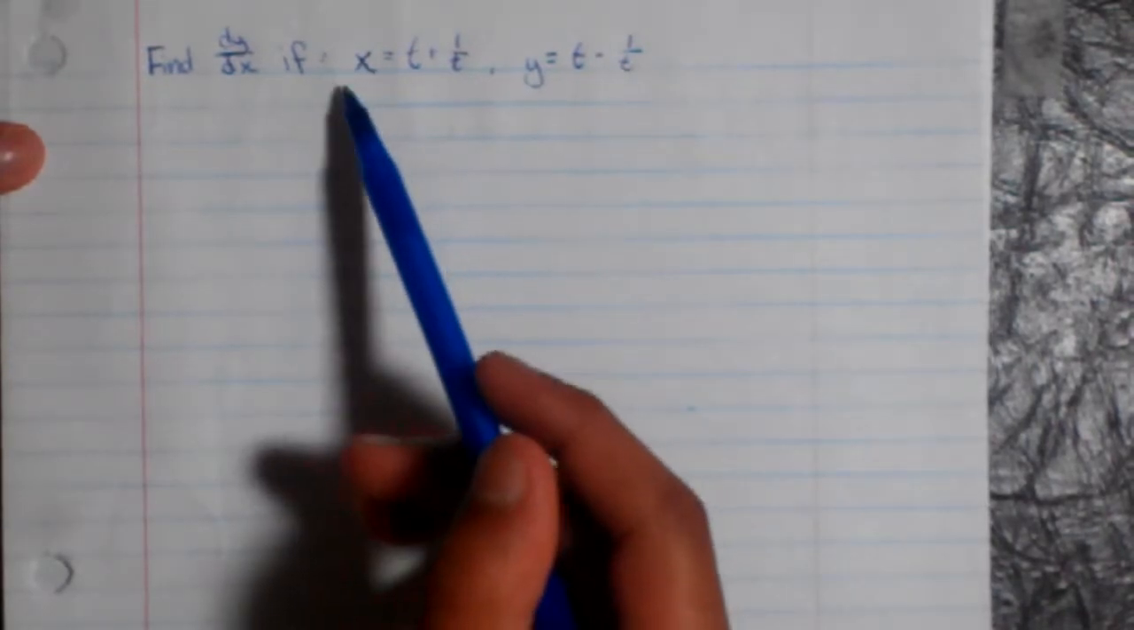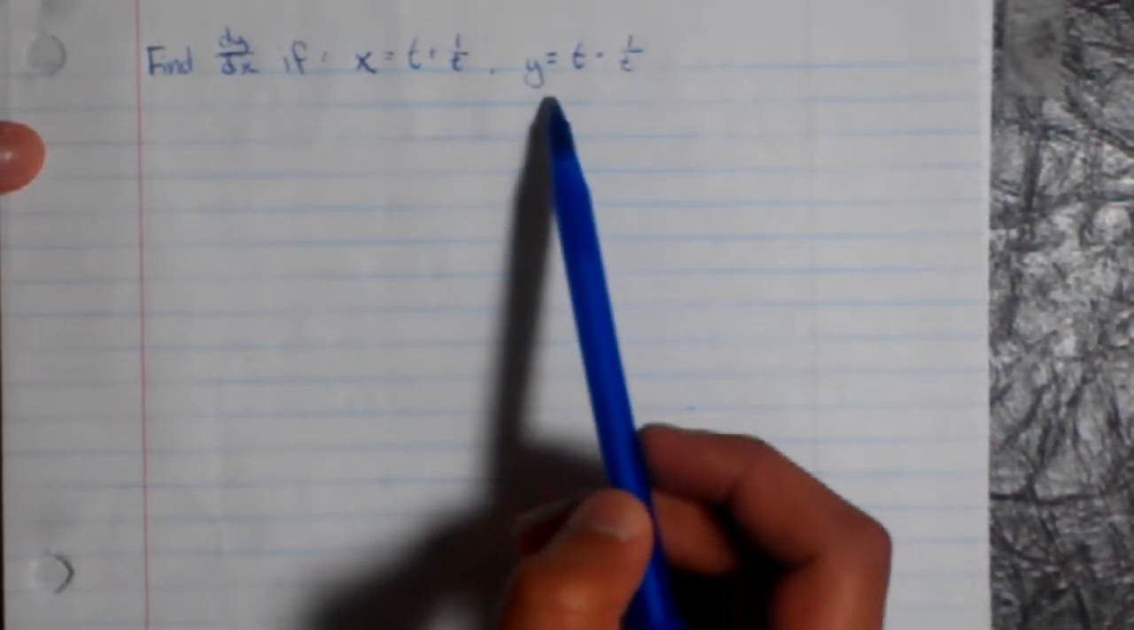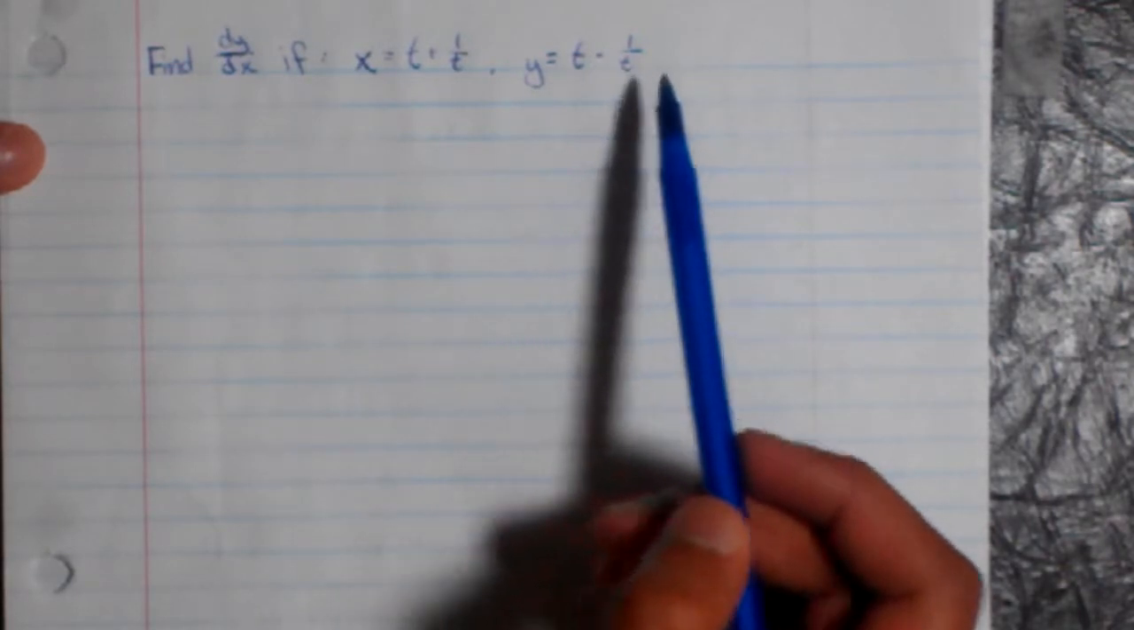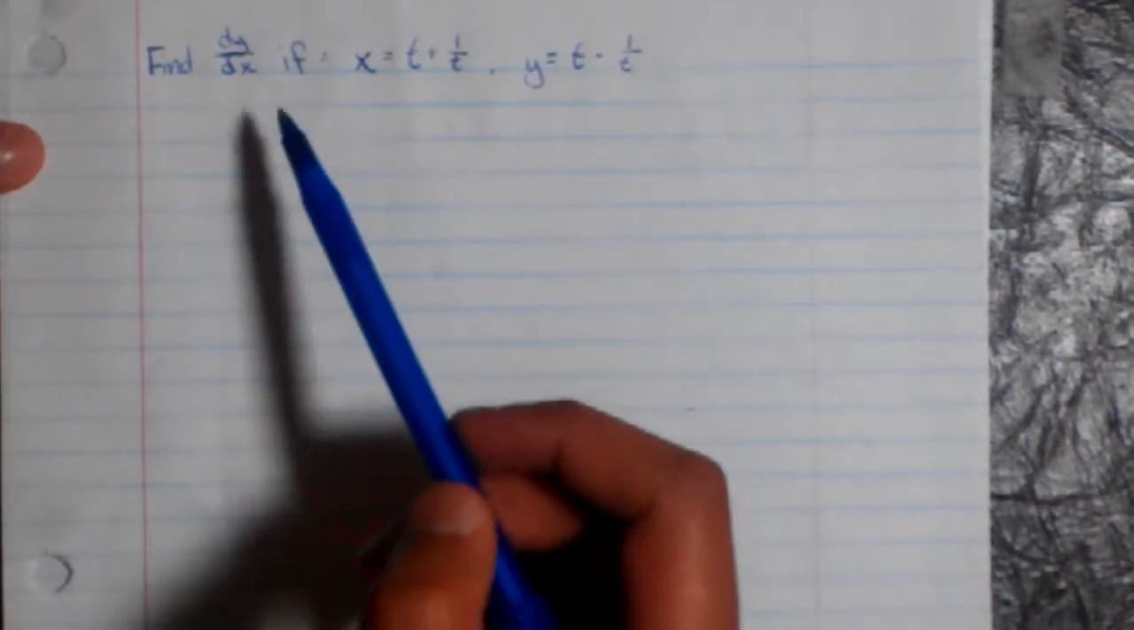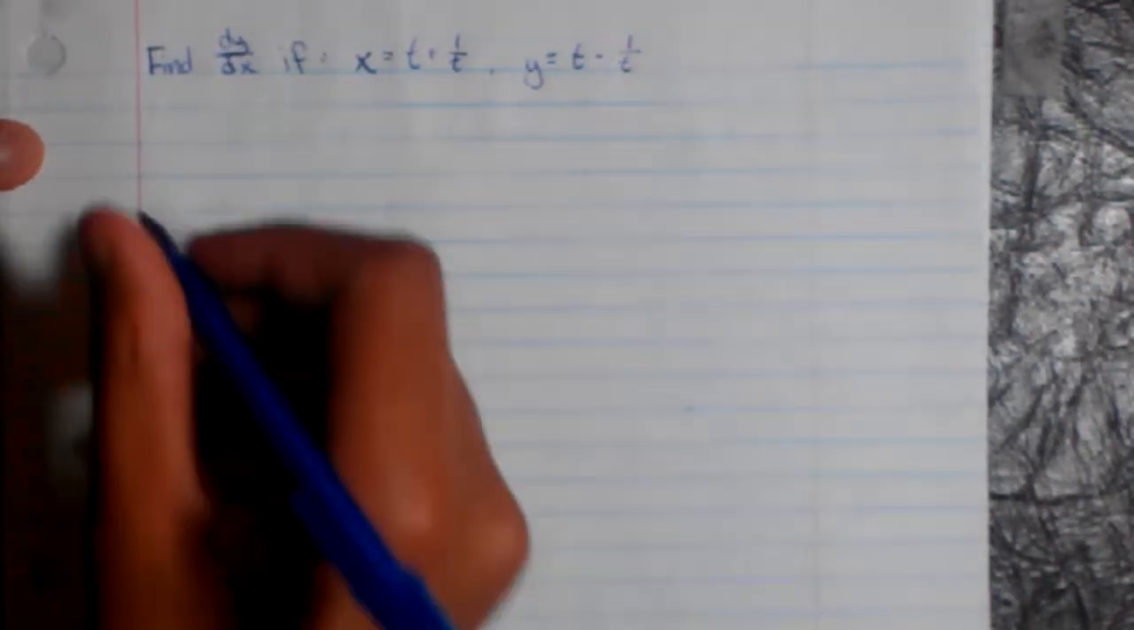Alright, so this is one of the examples from the textbook on parametric equations. As you can see, we have x and y in terms of t, where x is t plus 1 over t, and y equals t minus 1 over t. And the problem is to find the derivative dy over dx. And so there are two ways to do this.